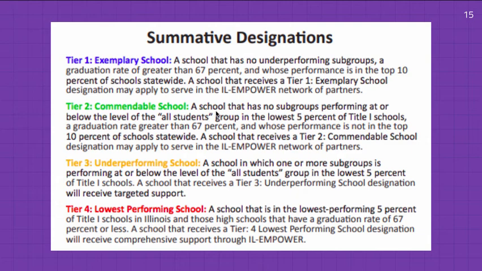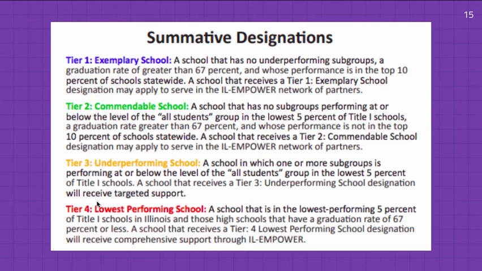So you're not rated against all schools. They look at the Title I schools, which are schools that get federal dollars to serve their lowest serving children because of a high poverty rate usually. So you're being compared to those lowest 5% rather than the lowest percent of all schools in Illinois. They have to have a graduation rate greater than 67. Performance is not in the top 10%.